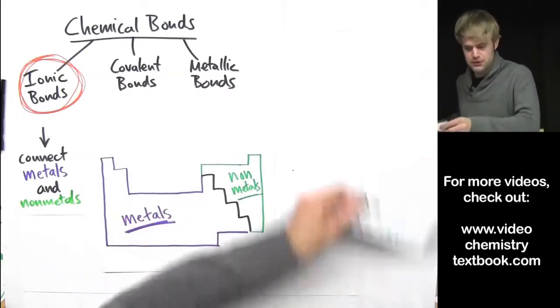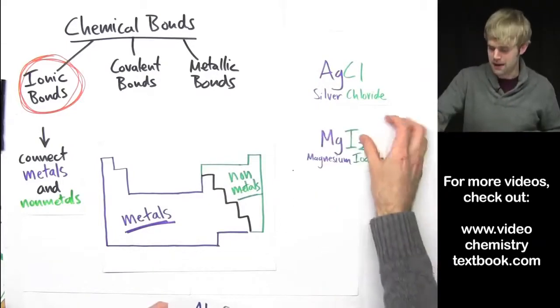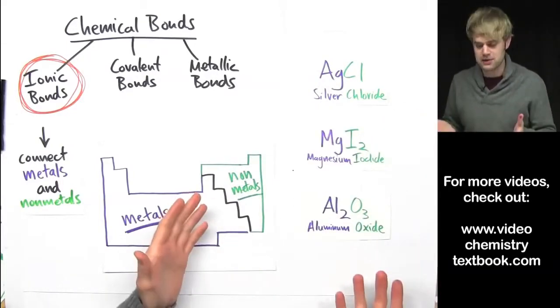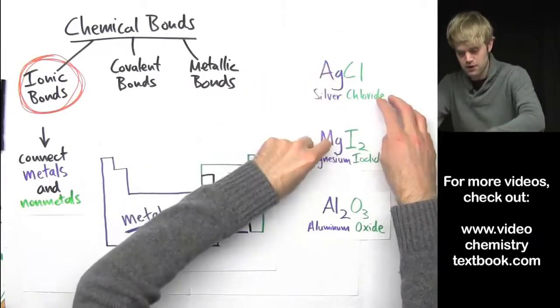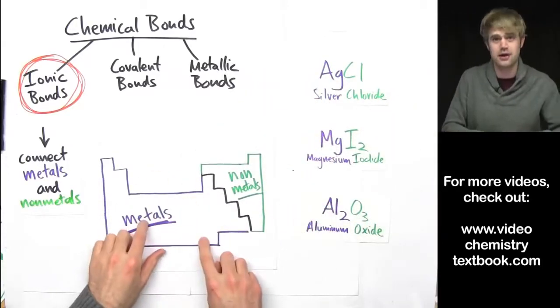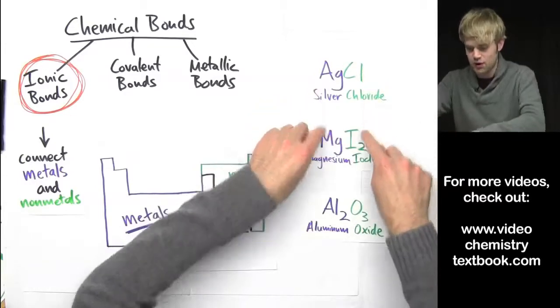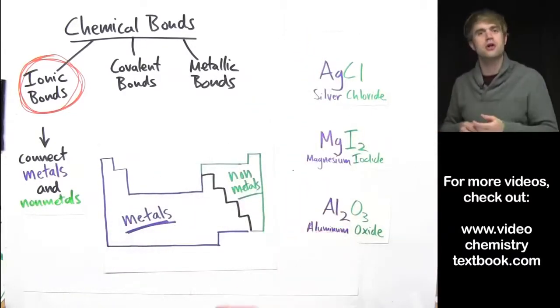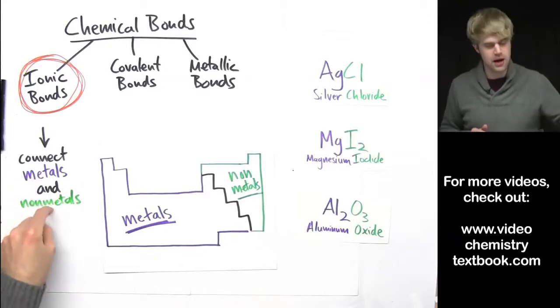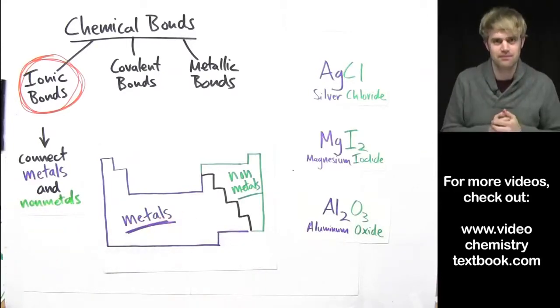So some examples are silver chloride, magnesium iodide, or aluminum oxide. Each one of these chemicals has a metal, this one, or this one from this side of the periodic table, with a non-metal, this one, or this one from this side. So there are ionic bonds in all these because there are metals and non-metals connected together.